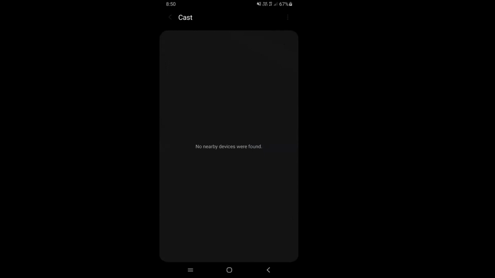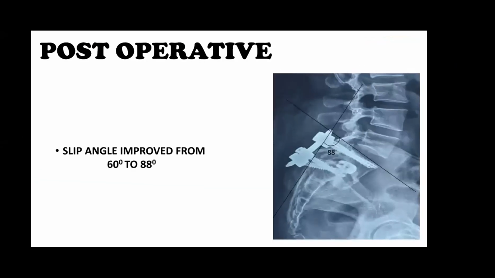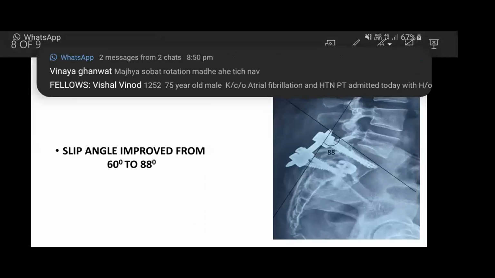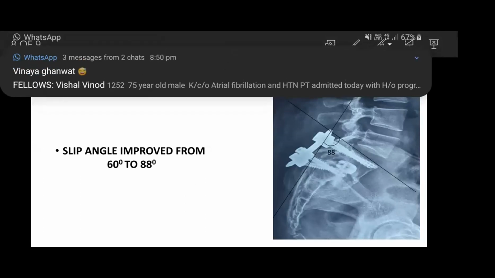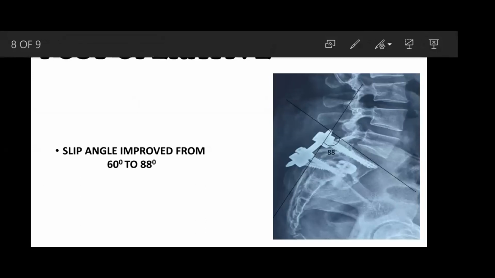So anyway, this was the reduction that was achieved. You can see here, the slip angle has come back to near normal. It's usually between 90 and 110, so you got it back to 88 degrees. There is good contact between the lower end plate of L5 and the superior end plate of S1. More importantly, even though it is not fully reduced, it's about grade 2 now. It has become horizontal, so that way you achieve good spinal balance.